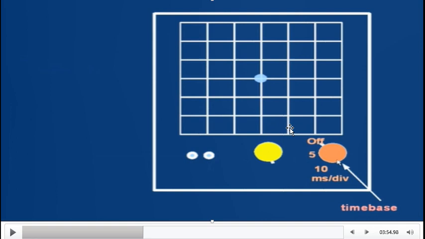Now just see, if we turn on these plates, the horizontal deflecting plates, what will happen and how we get the readings. Okay, just enjoy the reading and learn easily.